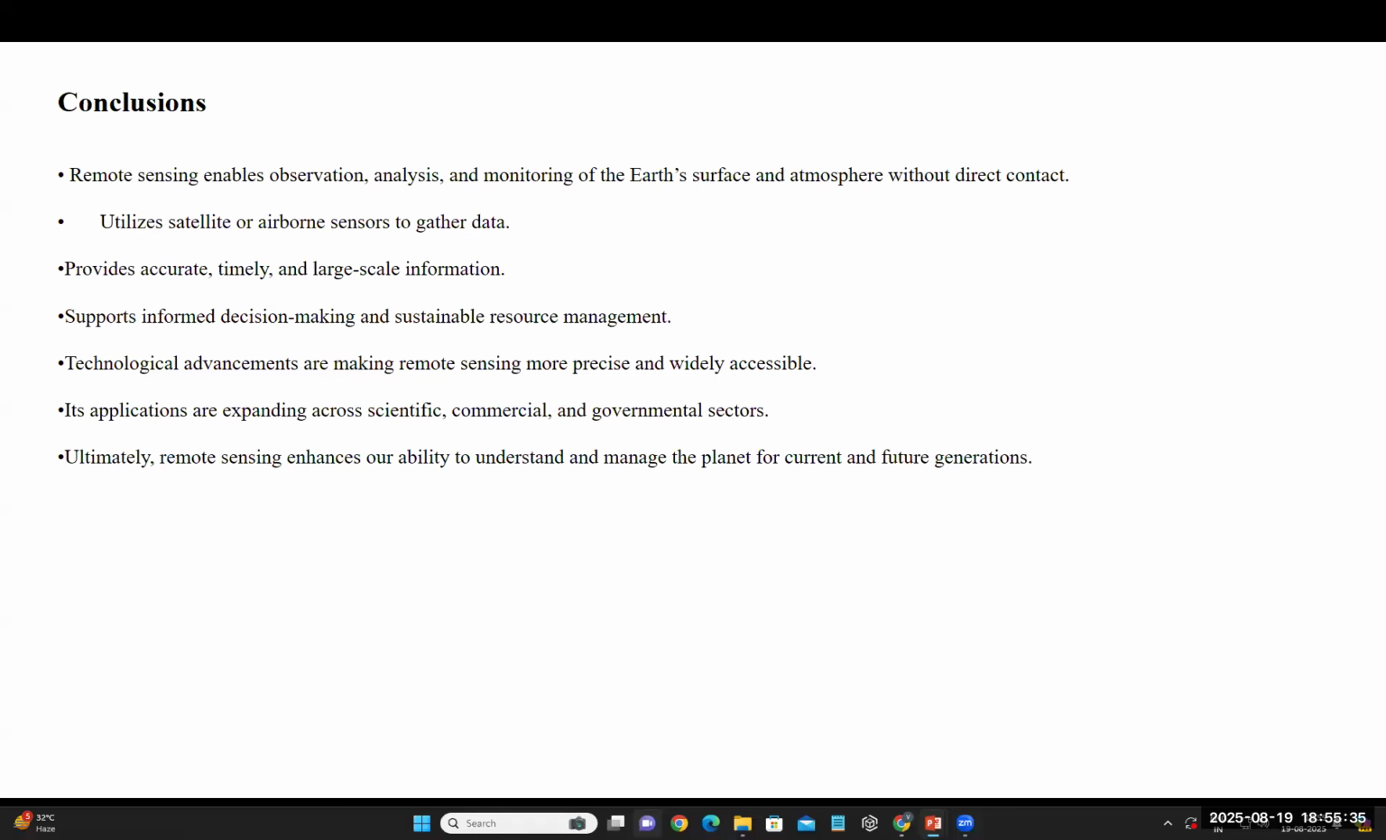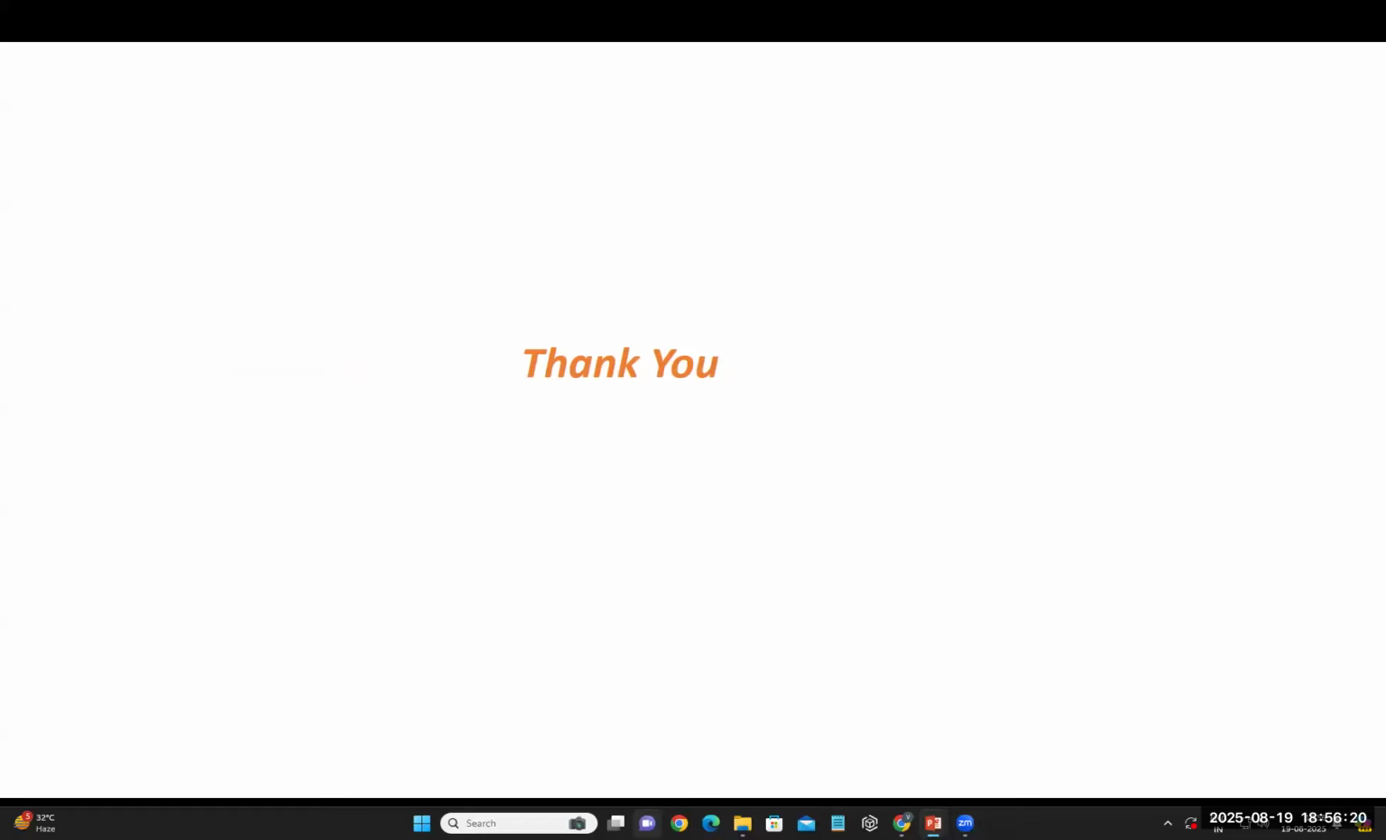This is the final conclusion: it enables observation, analysis, and monitoring of Earth's surface and atmosphere without direct contact, utilizes satellite or airborne sensors to gather data, provides accurate, timely, and large-scale information, supports informed decision-making and sustainable resource management. Technological advancements are making remote sensing more precise and widely accessible. Its applications are expanding across scientific, commercial, and governmental sectors. Ultimately, remote sensing enhances our ability to understand and manage the planet for current and future generations.